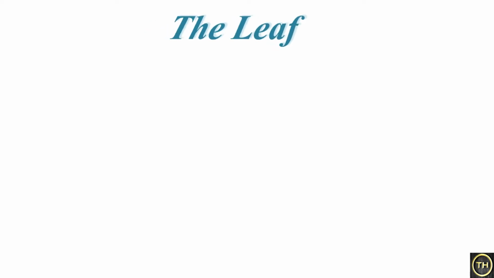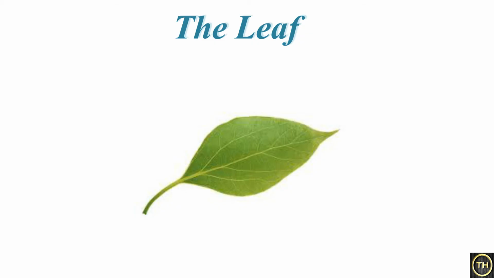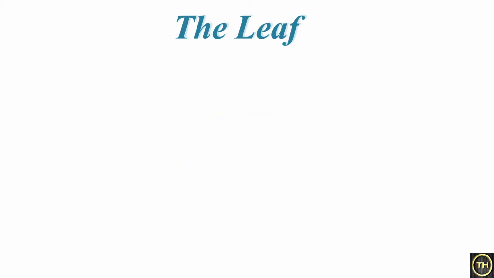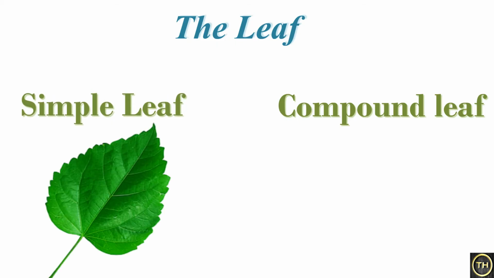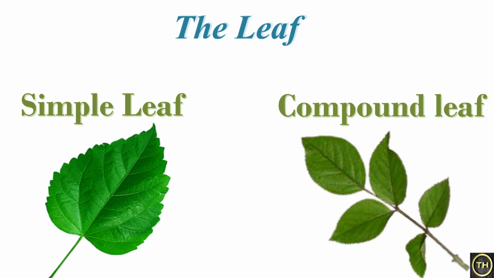Third one, the leaf. The leaf is flat. It plays an important role in the production of food. Now here, leaves are of two types: simple leaf, compound leaf. Example of a simple leaf: hibiscus leaf. And example of a compound leaf is rose leaf.